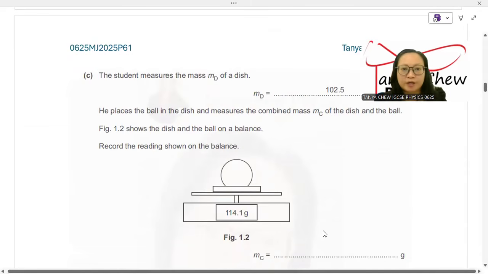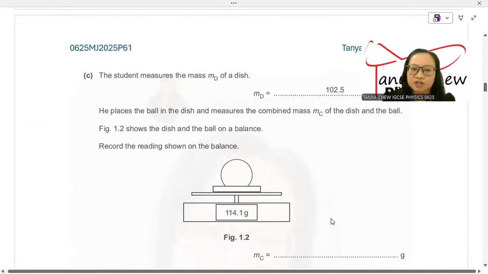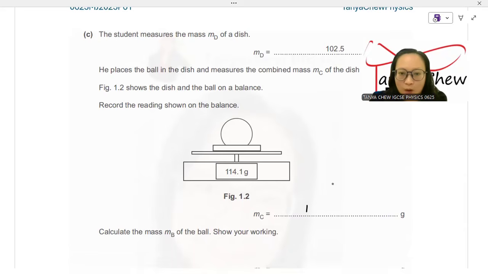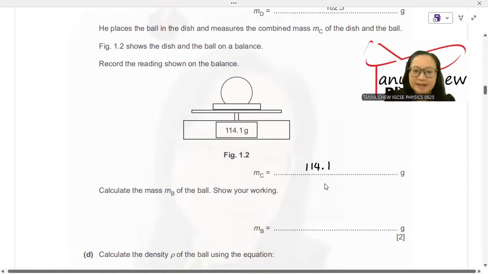Now, see, the student measures the mass mg of a dish, which is equal to 102.5 gram. He places the ball in the dish and measures the combined mass mc of the dish and the ball. Fig 1.2 shows the dish and the ball on the balance. Record the reading shown on the balance. No mark will be given because we just copy this: 114.1 gram.